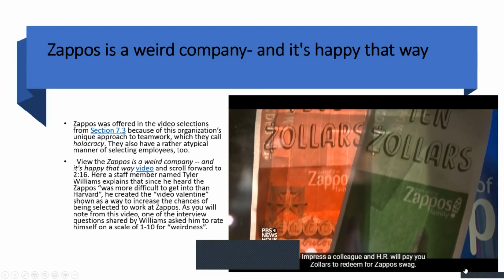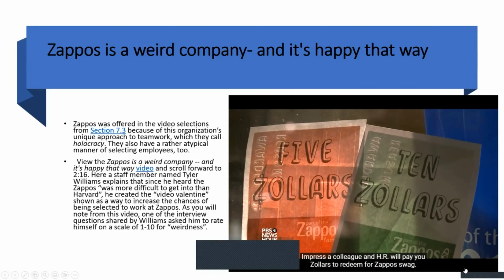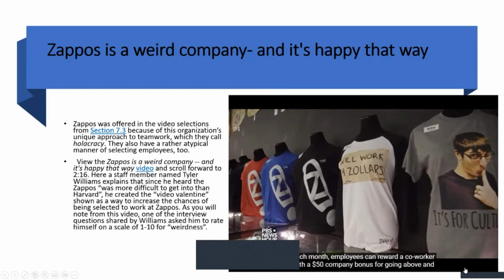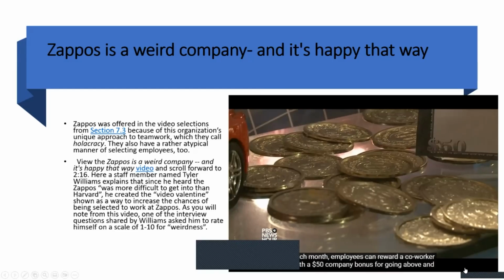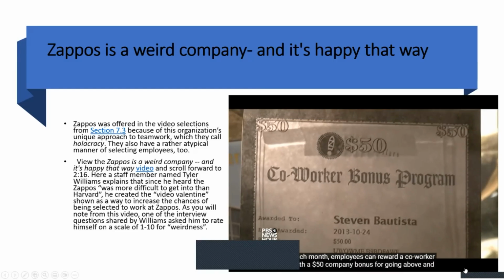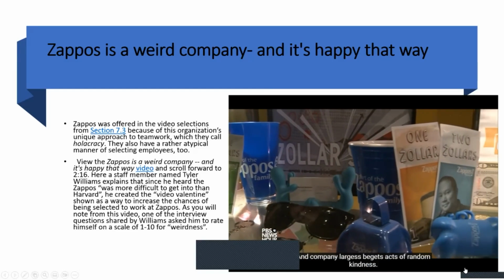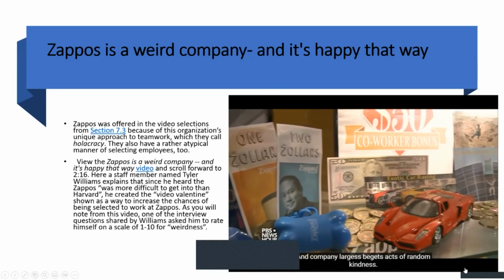Impress a colleague, and HR will pay you Zollars to redeem for Zappos swag. Each month, employees can reward a coworker with a $50 company bonus for going above and beyond. And company largesse begets acts of random kindness.